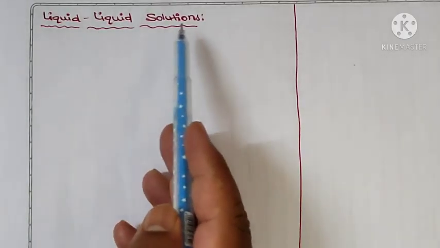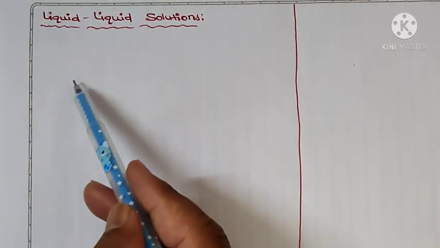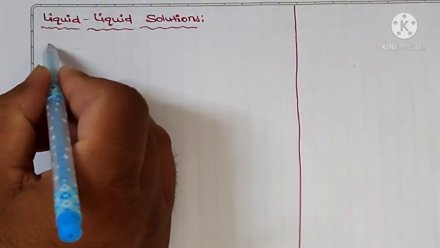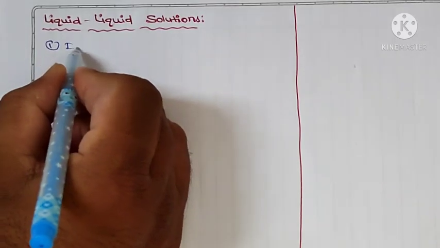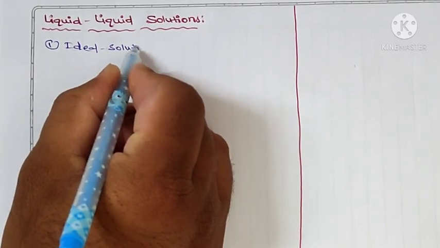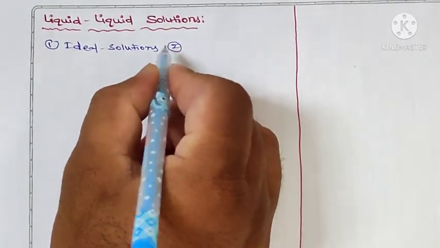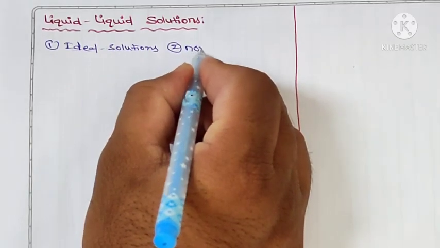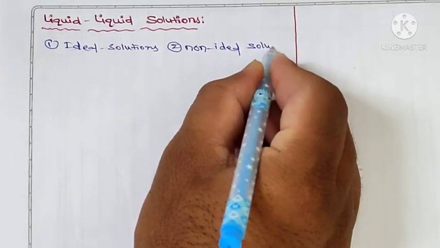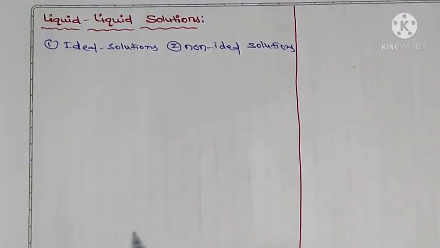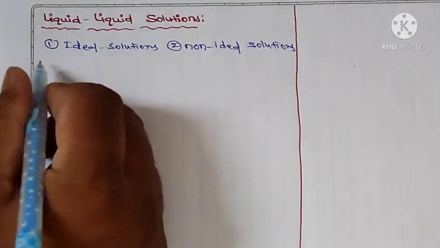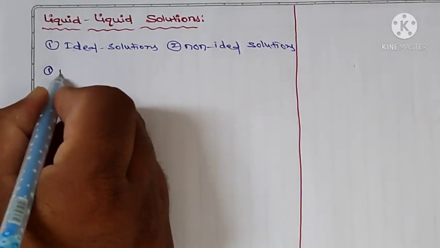And next, liquid solutions. On the basis of Raoult's law, liquid solutions are of two types: number 1, ideal solutions, and number 2, non-ideal solutions. Let us take the first one, ideal solutions.